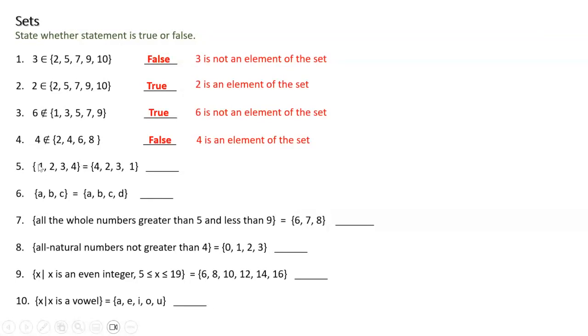Number 5. The set containing 1, 2, 3, 4 is equal to the set containing the elements 4, 2, 3, 1. This is true because every element in the first set is also in the second set. These are called equal sets. Number 6. The set containing the elements A, B, C is equal to the set containing the elements A, B, C, D. This is false because the first set doesn't have an element D.